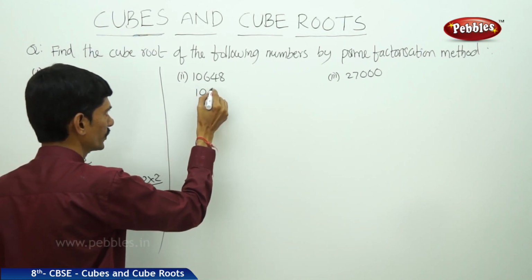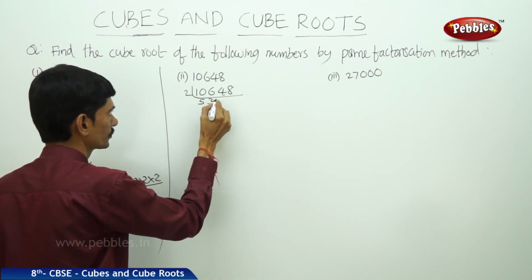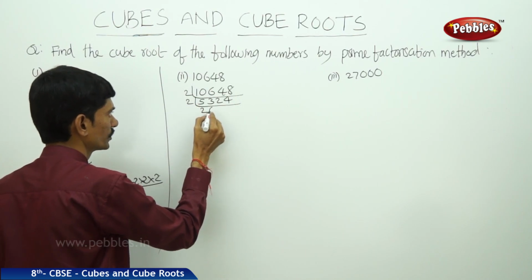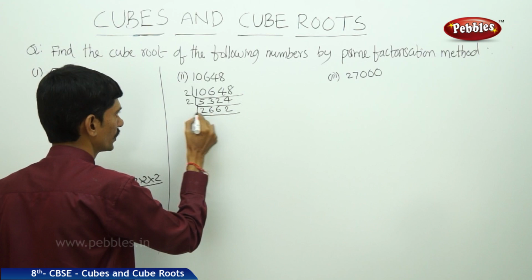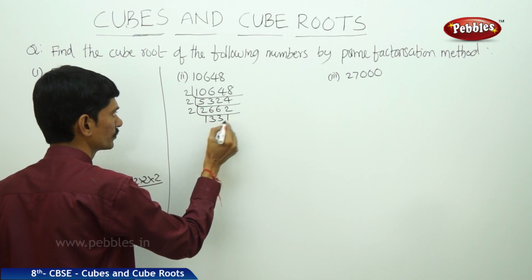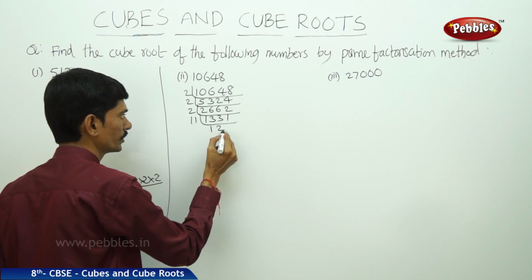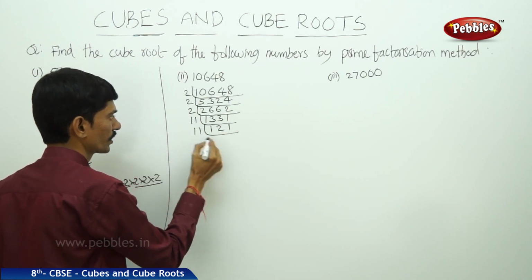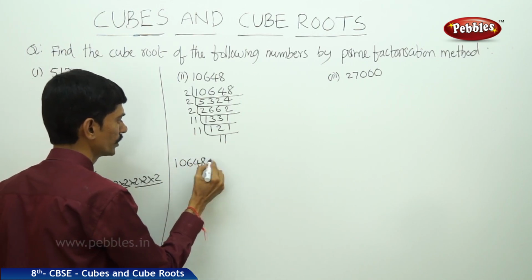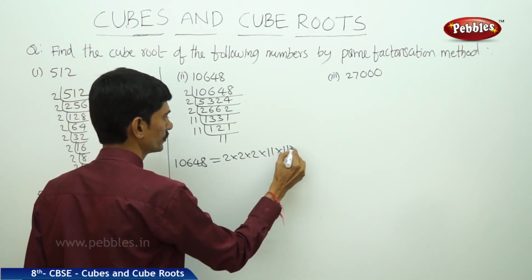Next, 10,648. We will factorize this number. 2 5s are 10, 2 3s are 6, 2 2s are 4, 2 4s are 8. Again the 2 table, 2 2s are 4, 2 6s are 12, 2 6s are 12, 2 2s are 4. Again the 2 table, 2 1s are 2, 2 3s are 6, 2 1s are 2. Now you can take the 11 table, 11 1s are 11, 11 2s are 22, 11 1s are 11. Again 11 11s are 121. Now 10,648 equals 2 into 2 into 2 into 11 into 11 into 11.